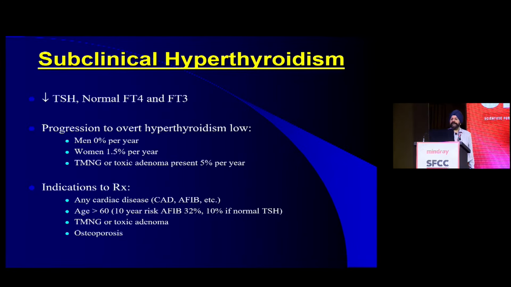So in subclinical hyperthyroidism, the TSH level is low, but the FT4 and FT3 levels are normal, and usually they don't progress to overt hyperthyroidism, except in cases of toxic multinodular goiter and toxic adenoma, where the rate of progression is about 5% per year. There is a subset of patients, however, who need medication just like subclinical hypothyroidism. So any patient with cardiac disease, any patient more than 60 years, a patient with pre-existing toxic multinodular goiter or toxic adenoma, and a patient with osteoporosis. So these are the indications for treatment of subclinical hyperthyroidism.